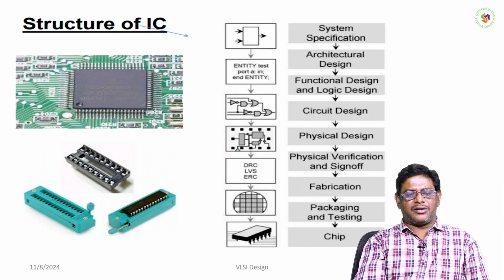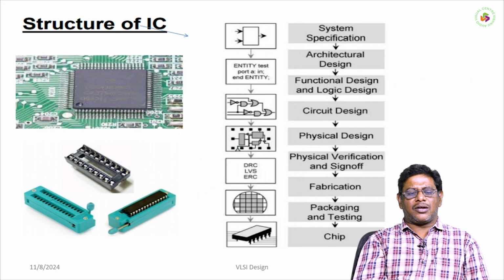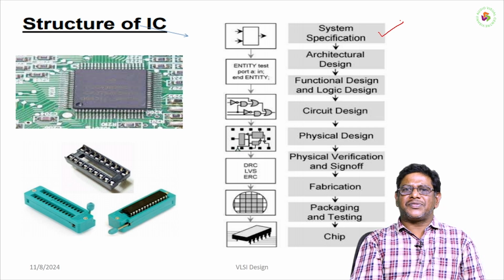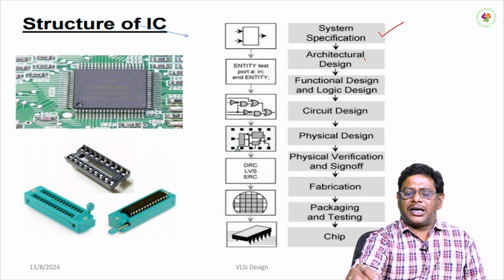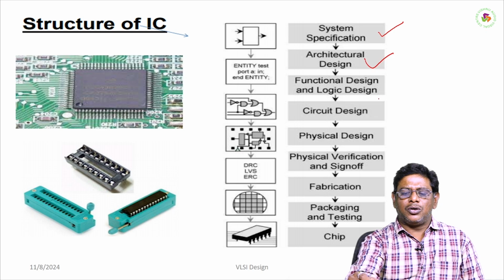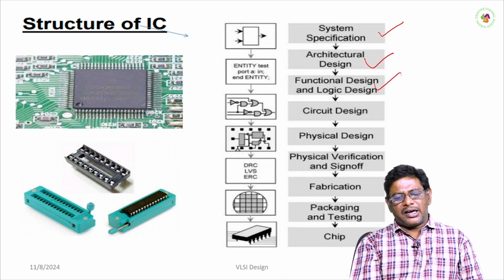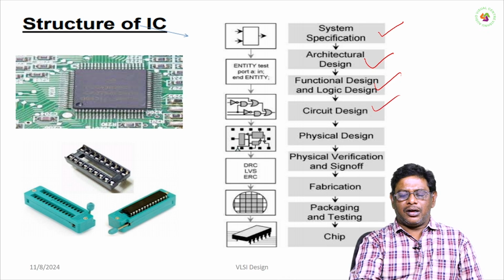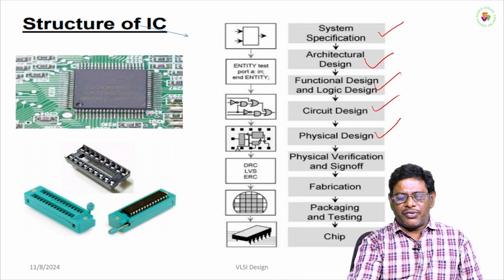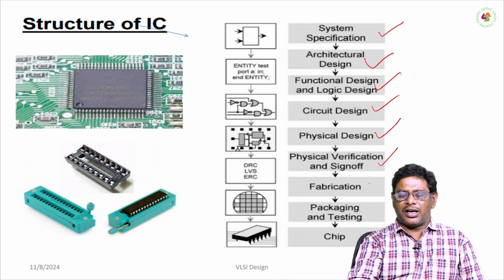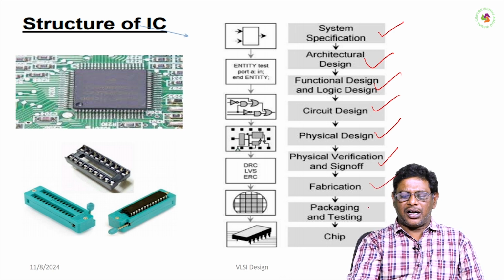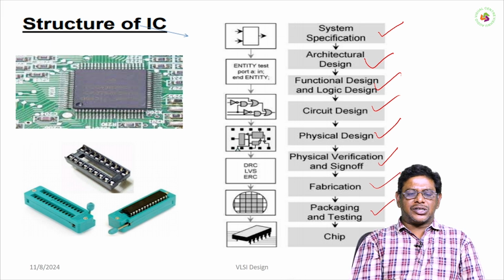If you see the structure of the integrated circuit, basically as we know, system specifications is the initial step, then architectural design, and it has to prove the functionality as well as its properties, and also circuit design, physical design, layout verification and sign off, and finally we are going for fabrication of the integrated circuit, which is on a silicon wafer. Finally we are going for packaging and testing, and finally the integrated circuit is made.